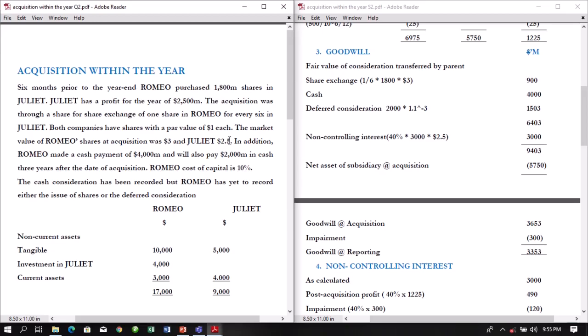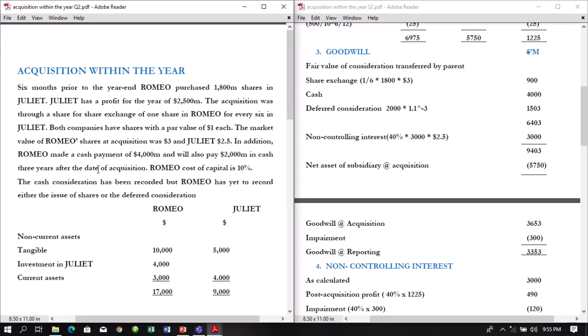Also coming here, in addition, Romeo made a cash payment of 4,000. No thinking is required. I will come here, cash 4,000. And also we are told that we will pay 2,000 in 3 years after the date of acquisition. What do we refer to that one? We call it deferred consideration.